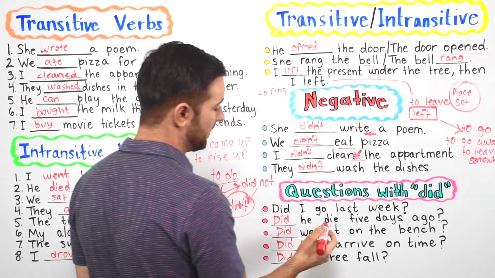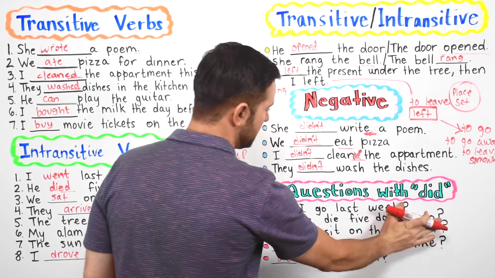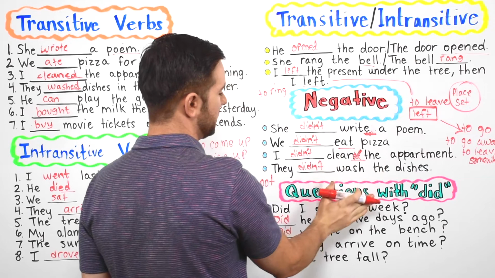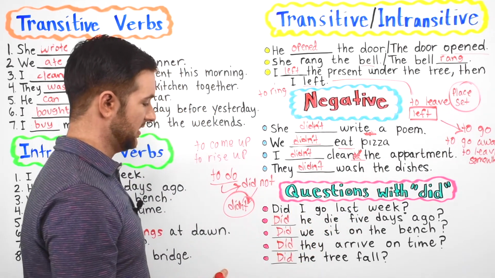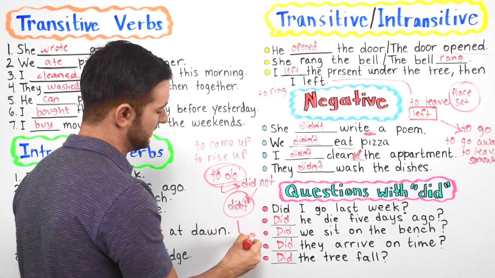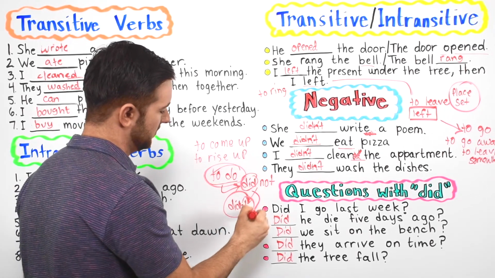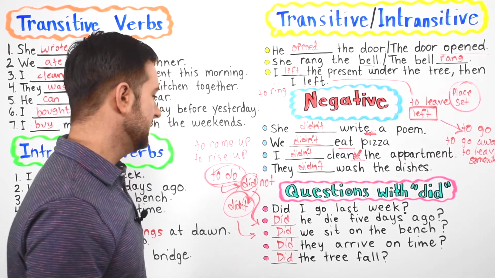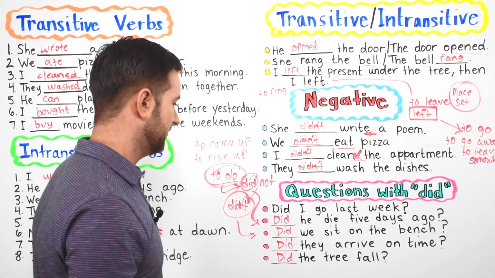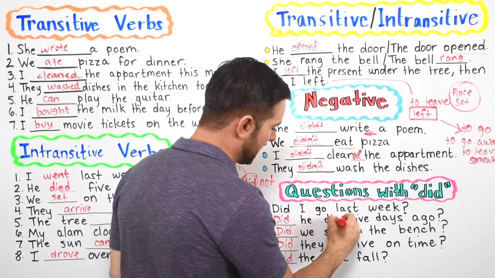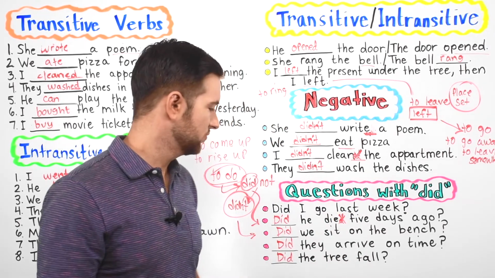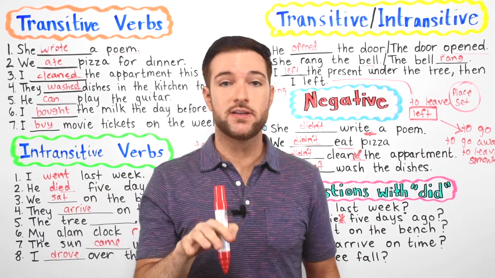Also notice that we don't have ed. So there's no ed here, no past tense, nor is there ed right here. With the negative and questions, it's a little different. So we only conjugate the verb to do. That's how we get did. Did I go last week? Did he die 5 days ago? So we can't say did he died 5 days ago. No, we can't say that. So pretty easy. Just make sure you memorize that, all right?